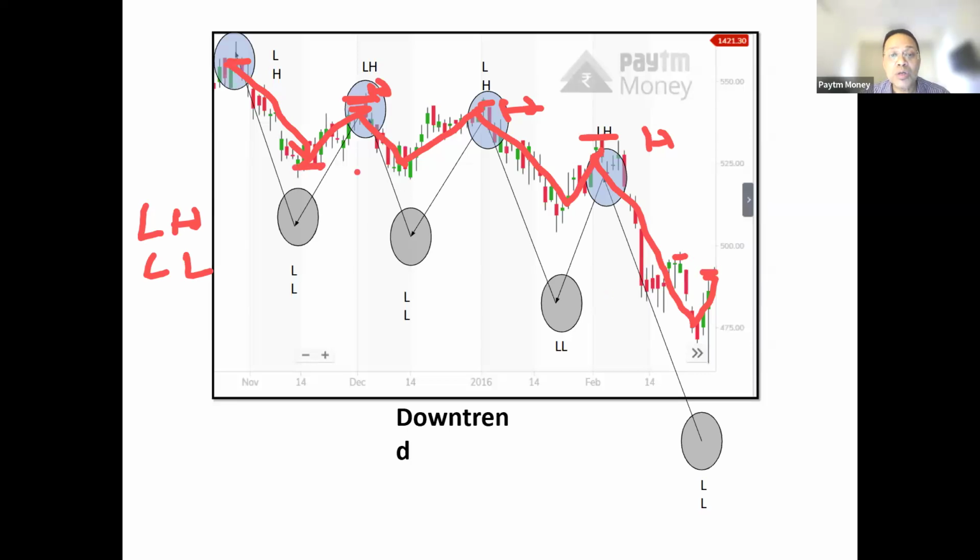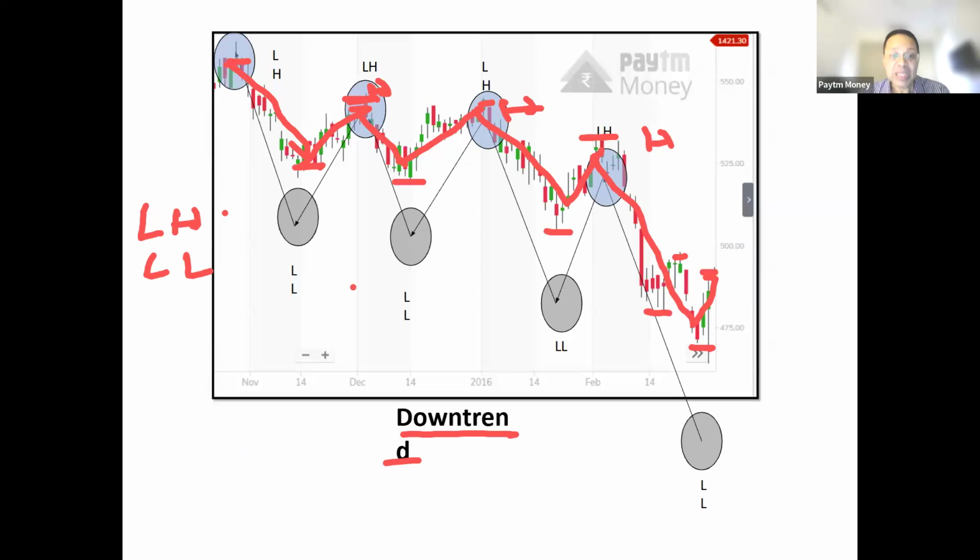Similarly, this is a low, this is a low, this is a low, and this is a low. All lows are subsequently lower than the previous low. So it is making a sequence of lower highs and lower lows. Technically, this is what is called a downtrend, when it is making lower highs and lower lows.